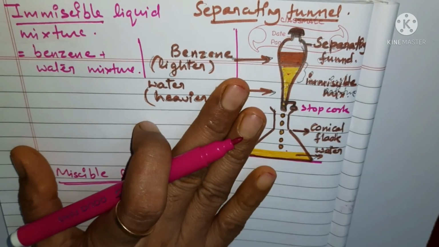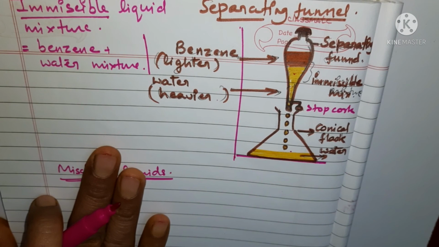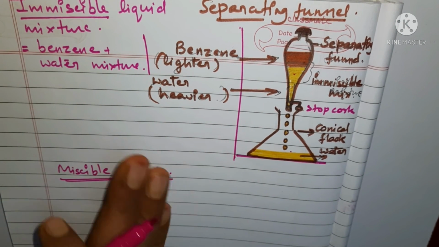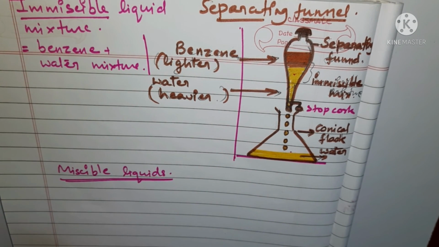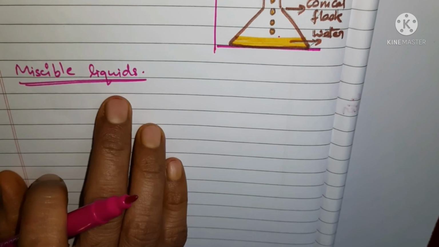Understood? So this was the method to separate immiscible liquids, which depends upon the principle of density, the difference in the density. And in the next video we are coming with the separation method for two miscible liquids.